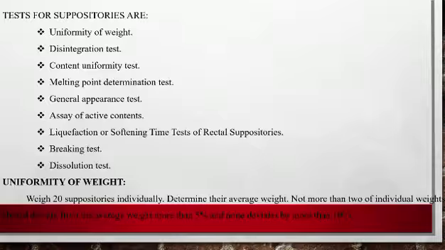Here not more than 2 of the individual suppositories should deviate from the average weight by more than 5%, and none deviates by more than 10%. So any 2 of the individual weights should not deviate from the average weight by more than 5%, and no suppository should deviate 10% from the average weight. For the uniformity of weight, we weigh 20 suppositories individually, determine their average weight, then check it against the limits in the monograph.